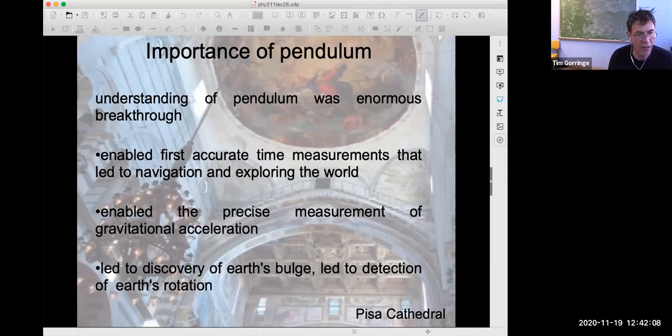One is the fact that, I don't know whether you know this or not, but the Earth has a bulge. The Earth is fatter around the equator than it is around the poles. And that was uncovered by measurements with pendulums. Of course, you also know that the Earth is rotating. We all know that, but the rotation was actually measured for the first time with pendulums. So pendulums are used for measuring time and for measuring the acceleration of gravity. It was a very important breakthrough in physics.